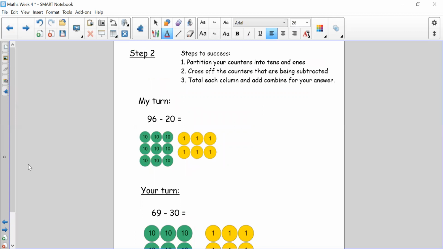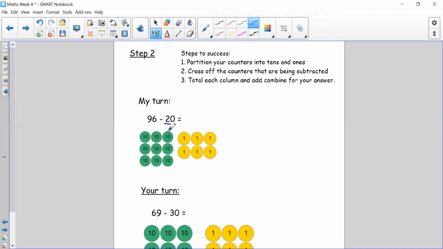Okay. Let's look at step 2. Our steps are exactly the same this time. We haven't changed anything, but if we look at our number sentence, we can see that we have 96 take away 20. So our number sentence tells us we are only taking away tens this time. There are no ones to subtract. So we're going to make sure we are partitioning our counters into tens and ones, and we're going to cross off our tens.